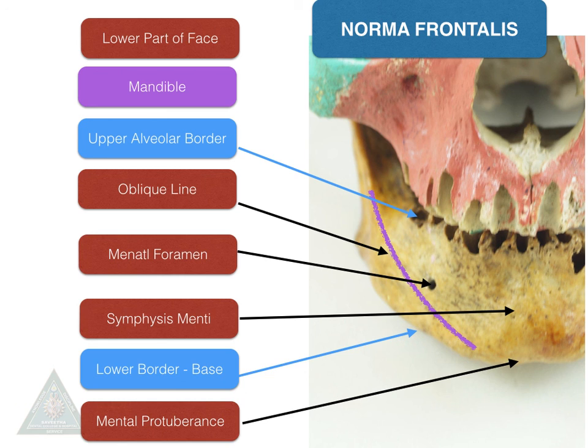Apart from this, we can see the oblique line. The oblique line gives attachment to the buccinator, depressor anguli oris, and depressor labii inferioris. We can also see the mental foramen. The mental nerves and vessels pass through it. The meeting point of the right and left mandible is called the symphysis menti, and at the chin we have the mental protuberance.